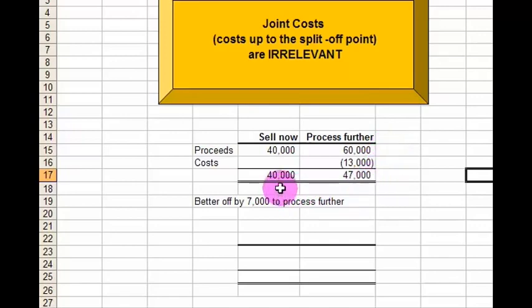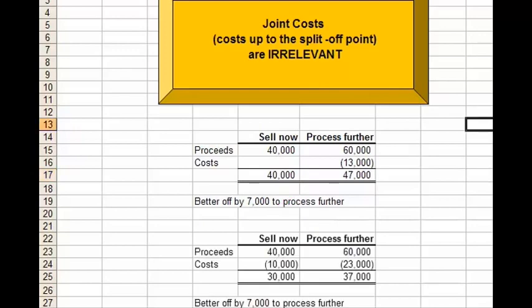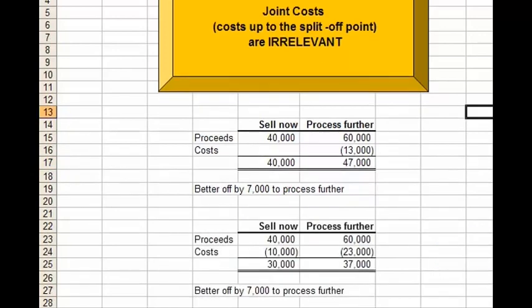So, sell now, $40,000. Process further, $47,000. In this case, these are income numbers, so our decision is we're better off by $7,000 to go ahead and process the Marifalon further. Now, as you saw in the simple make or buy problem I did as an introduction, it shouldn't change your decision to include irrelevant costs.